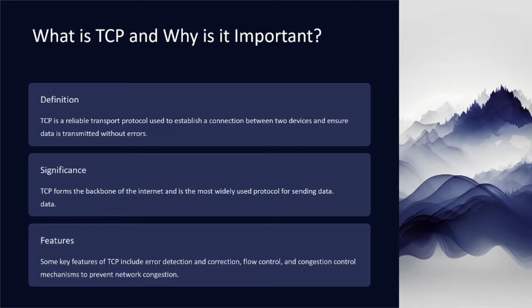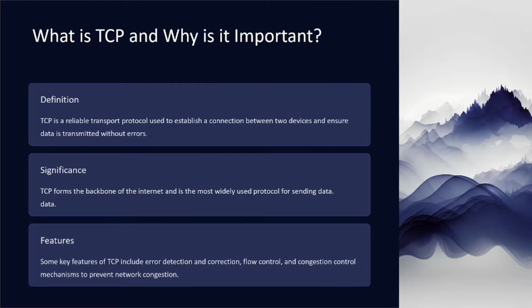TCP, the full form of which is Transmission Control Protocol, is a reliable transport protocol. It is used to establish the connection between any two devices or any number of devices. And if any error is present in the data, it ensures that the data error can be rescued.